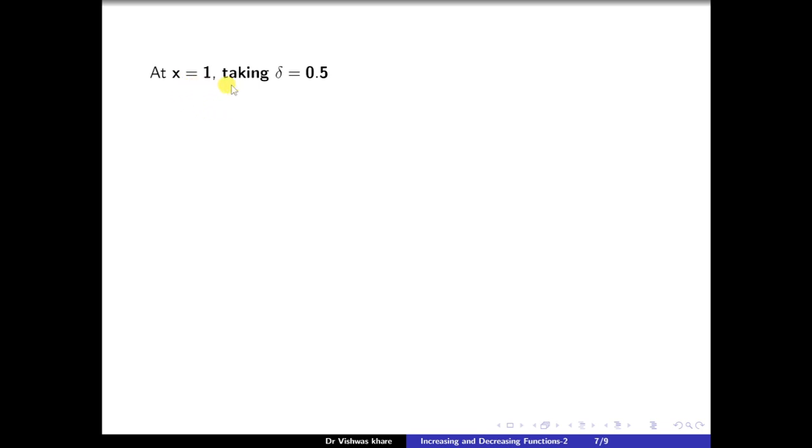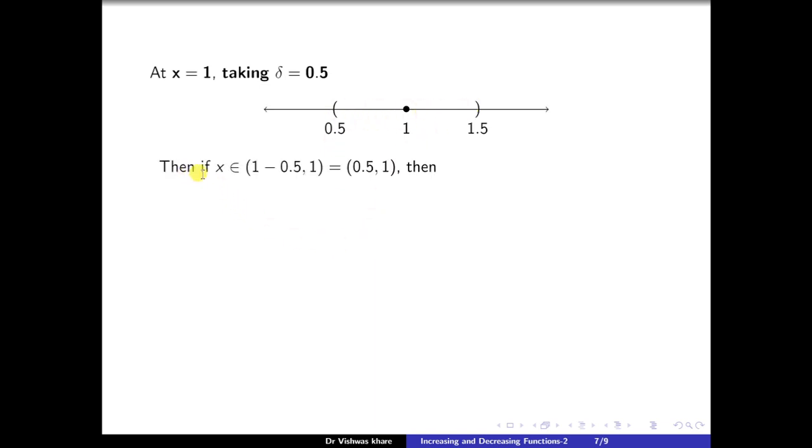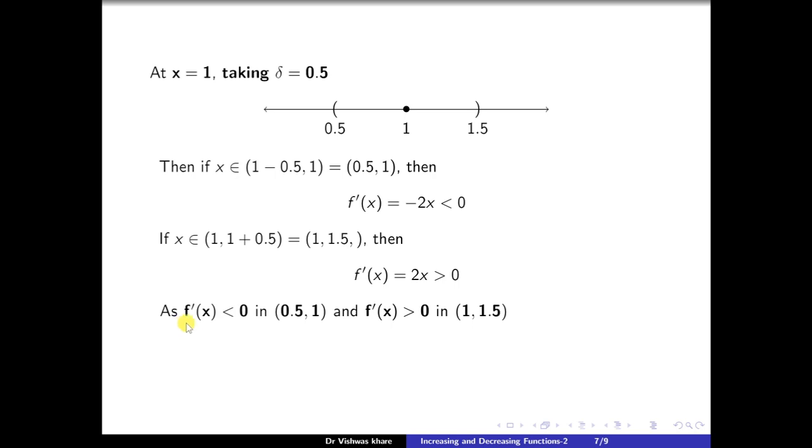Now let us talk about the point x = 1, taking again delta = 0.5. So this will be the situation. Then if x belongs to (1 − 0.5, 1), that is 0.5 to 1, then f'(x) = −2x, which is less than 0 because x belongs to 0.5 to 1. And if x belongs to (1, 1 + 0.5), that is (1, 1.5), then f'(x) = 2x is greater than 0. So as f'(x) is less than 0 in 0.5 to 1 and f'(x) is greater than 0 in 1 to 1.5, function f(x) has relative minima at x = 1.